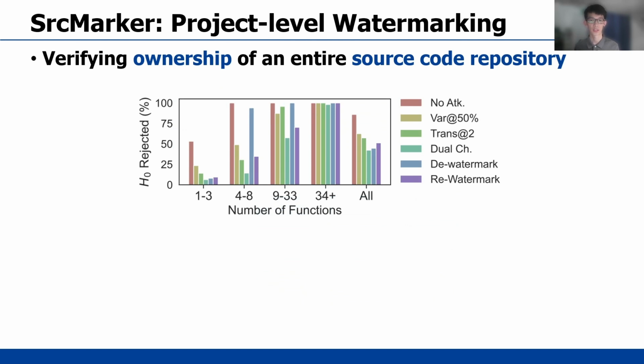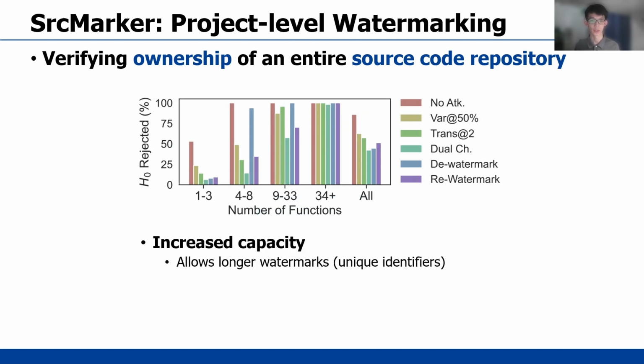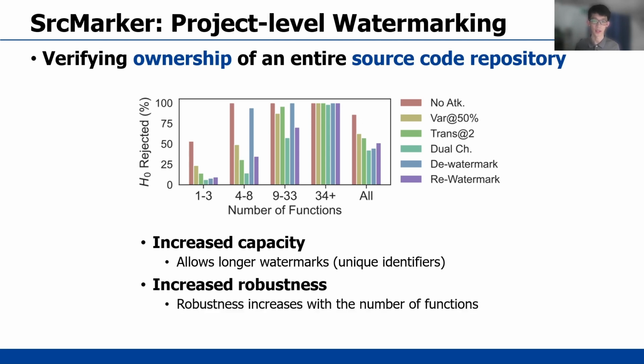This setup allows a longer watermark to be embedded, which could be more practical, as this watermark is now long enough to serve as a unique identifier. It also enjoys increased robustness, as this watermark is now verified by a statistic test on a long sequence. Given that a sufficient number of watermarked functions exist in this code repository, the long watermark could be successfully verified, even under various attacks. This setting demonstrates a more practical use of SrcMarker for copyright protection.